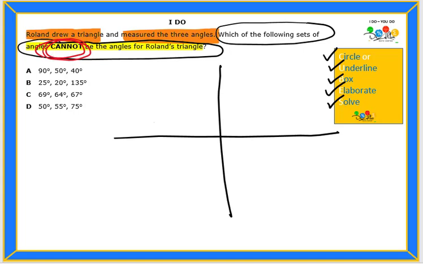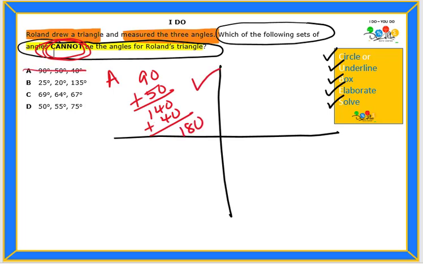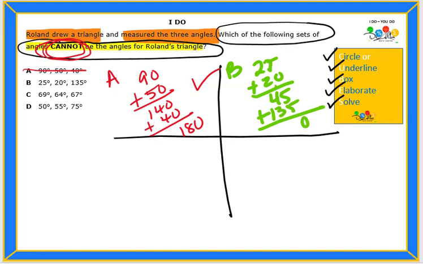So let's start with A. 90 plus 50 is 140, plus 40 equals 180. That is the measurements for a triangle. B. 25 plus 20 equals 45, plus 135 equals 180. Measurements for a triangle.